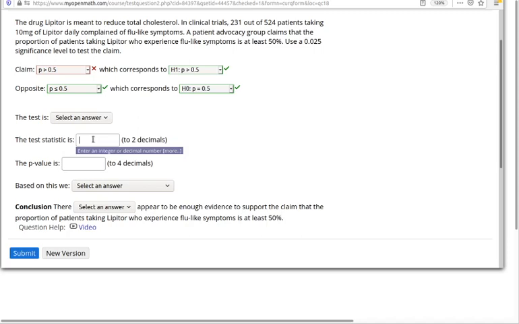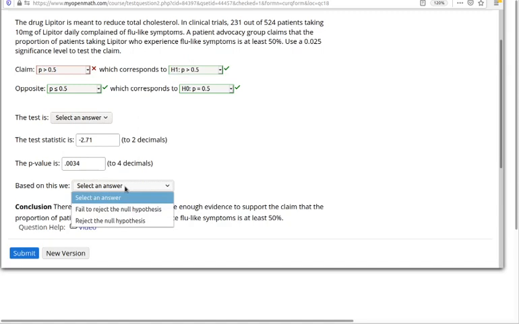Now the test statistic, if you do some calculations, you should find, in this particular problem, I'd get negative 2.71, and the p-value, looking that up in the left tail, should be 0.0034. Also keep in mind that the test, whether it be left tail, right tail, or two tail, is also dependent on the alternative hypothesis. So we also need to decide if we're going to reject or fail to reject.